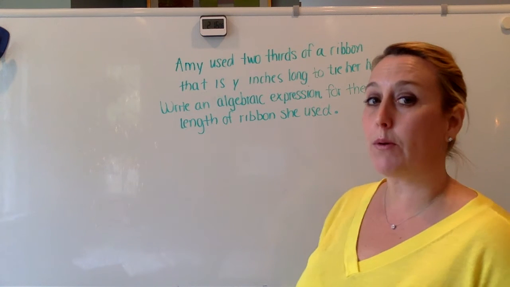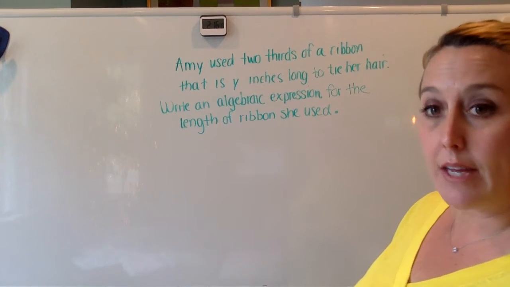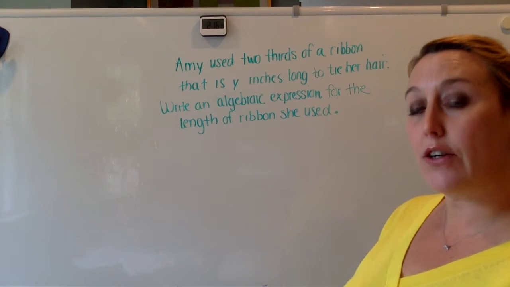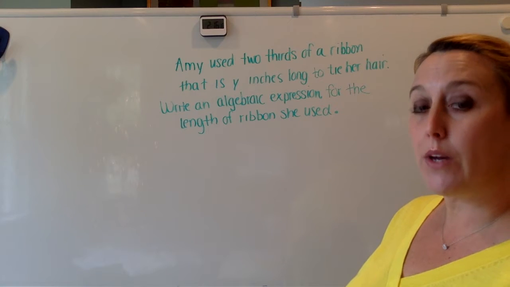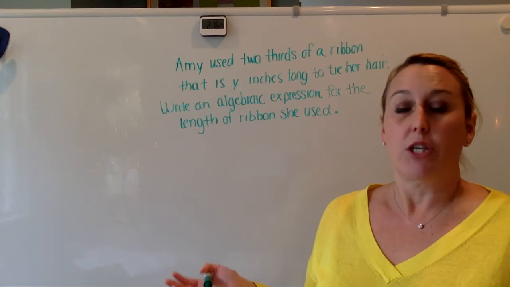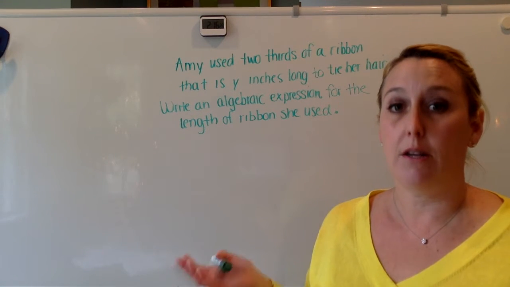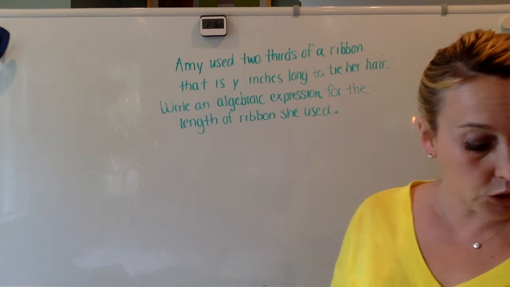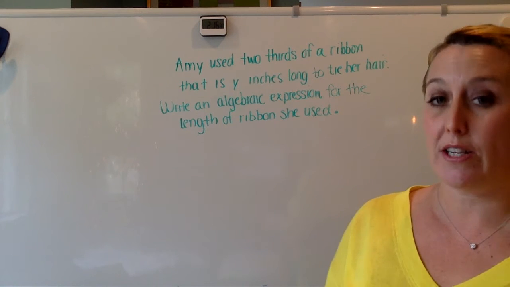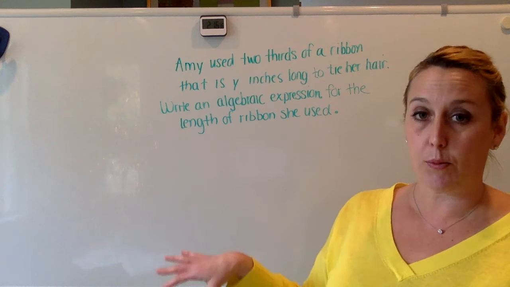So the first problem that we have here is Amy used 2/3 of a ribbon that is y inches long to tie her hair. Write an algebraic expression for the length of ribbon she used. So algebraic expression means we're going to have a variable in there. There is going to be an unknown in the expression. So your first step is to always pay attention to what the question is asking. We know it's going to ask us to write an algebraic expression. That's the point of the whole unit.